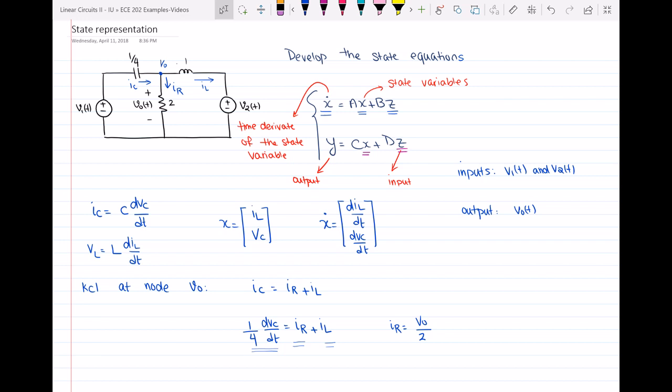For that reason, I can write a KVL in this mesh over here.